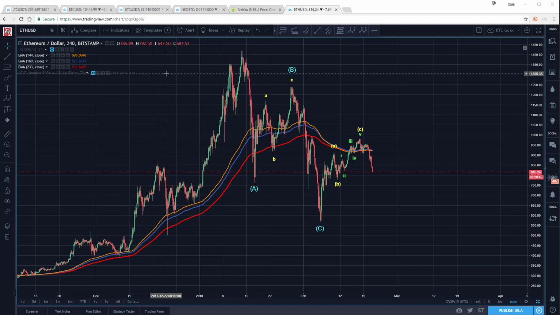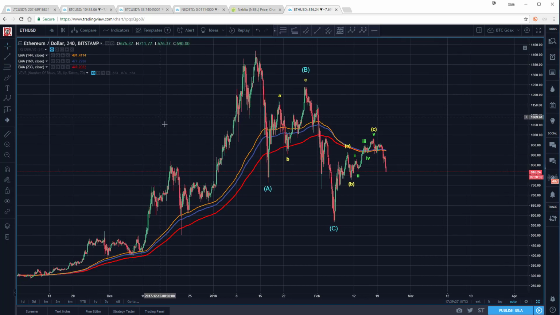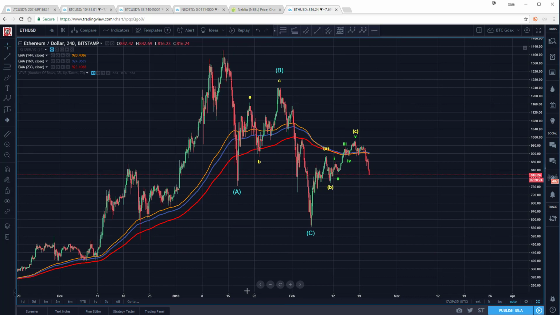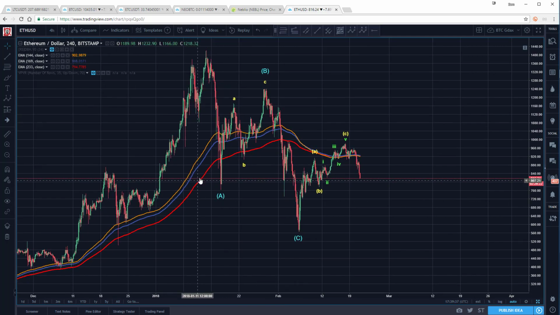We are late morning on Wednesday, February 21st, and we're going to take a look at Ethereum to the dollar today. This is Ethereum to the dollar on Bitstamp, a 4-hour chart, and you can see I've got a little workup on this. We're starting to get some acceleration down here, which is starting to confirm the bearish count.